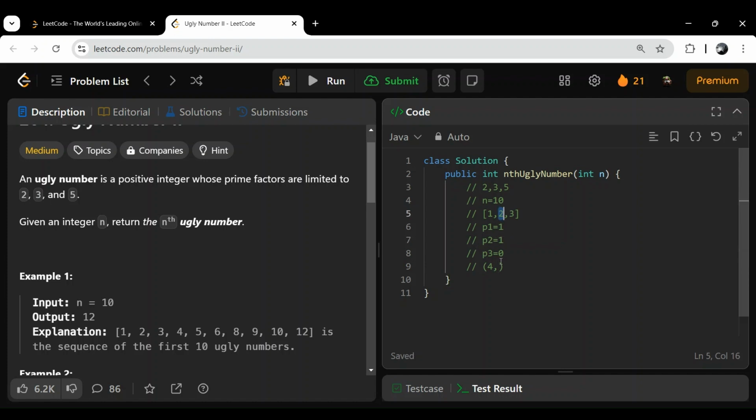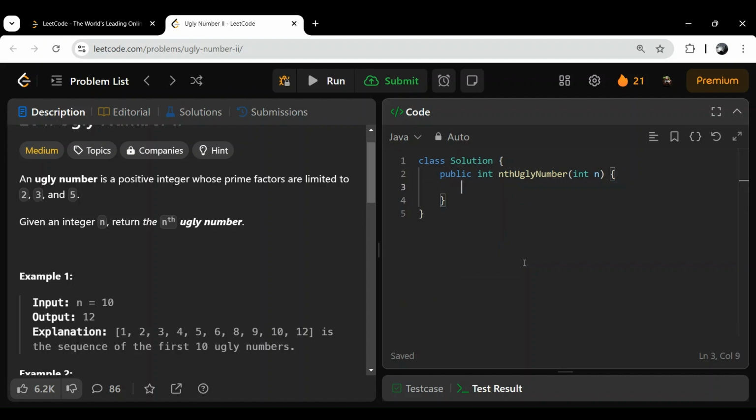So 3 into 2 is 6. Now p3 is 0, that means 0th position into 5, so 5. Which is minimum? 4 is minimum. So now we got this. Similarly we will get all these numbers and we have to return the nth number. We will do this same for n times only, because we want the nth number.